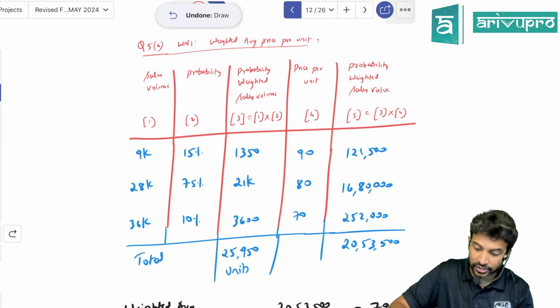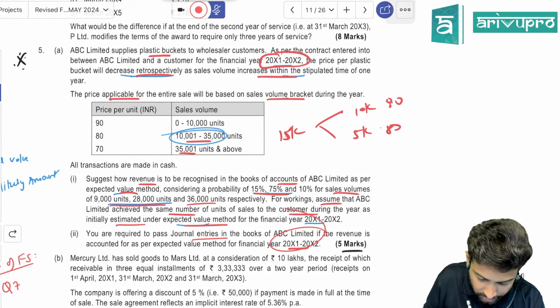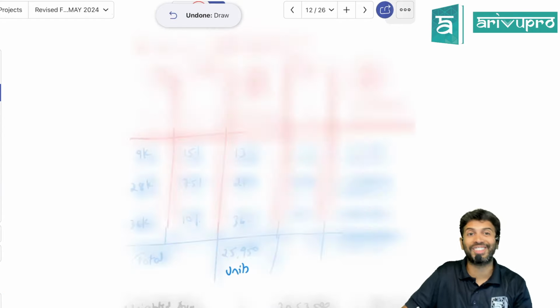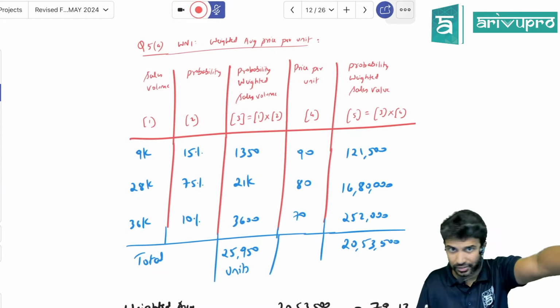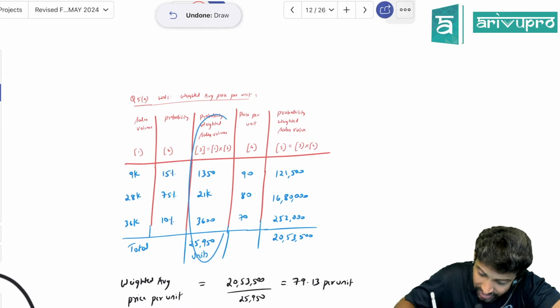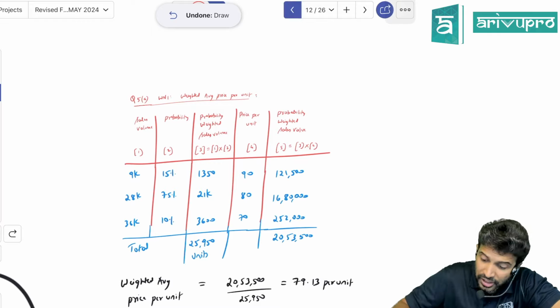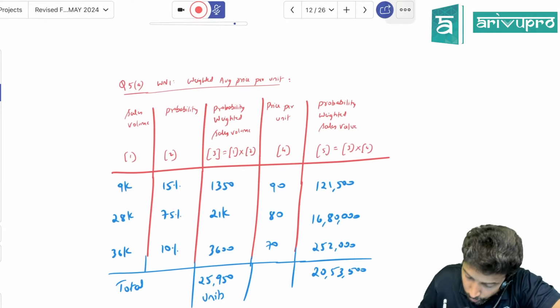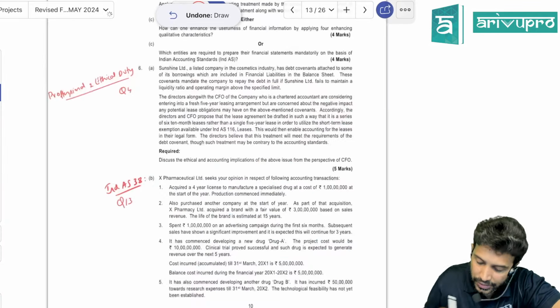That means this we will take, sir. 25 comes in this category, sir. The price is 80, sir. No, sir. Under the expected value method, how the revenue will be booked is, we have the probability here, no? This is the volume. Do we know the selling price per unit? Yes. Now check.